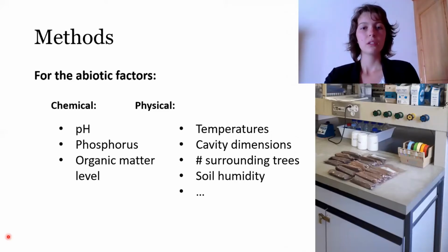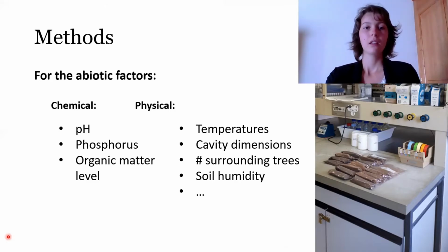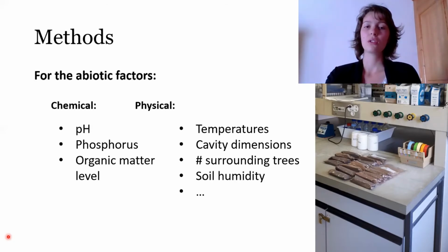The second part of the work, as you can see, happened in a lab. So there I analyzed the soil samples by measuring, for instance, acidity, phosphorus level, and organic matter level. So that were my chemical parameters. The physical parameters measured on the cavities were, for example, temperatures related to the cavity, its metric dimensions, the number of surrounding trees, the soil humidity, and so on.